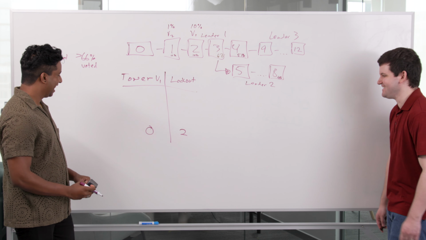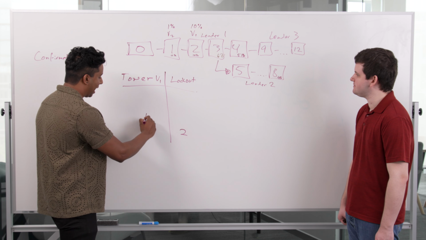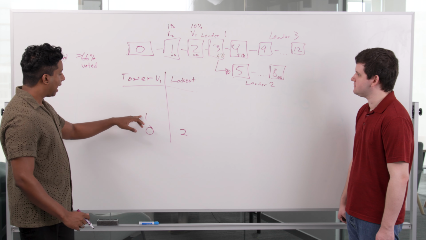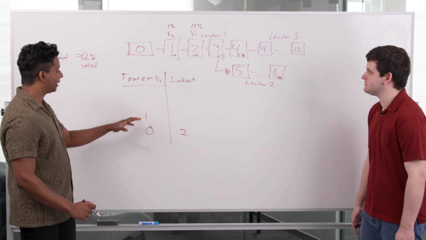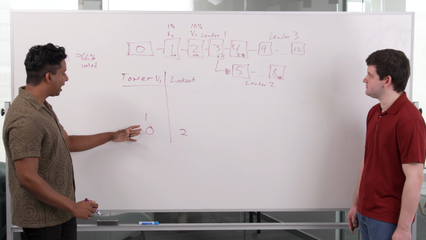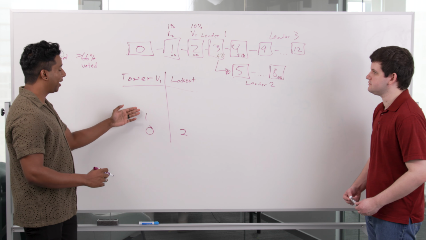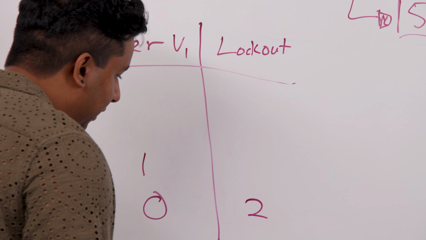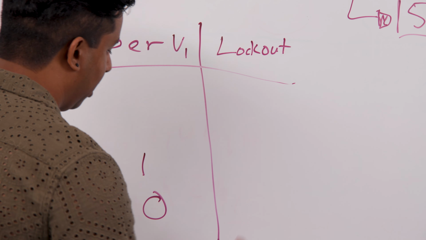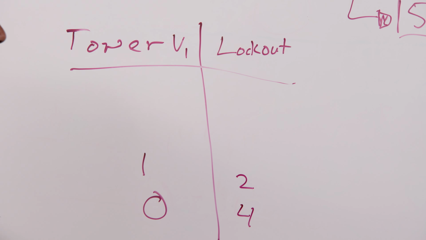Okay. Yeah. And then you vote on 1, right? Now when you vote on 1, every vote for 1 is also implicitly a vote for 0, because 0 is 1's parent. Right. So now you've voted twice in favor of 0, because you voted on 0 and you voted on 1. So in this case, we double the lockout of 0, make it 4, and then 1 is 2.